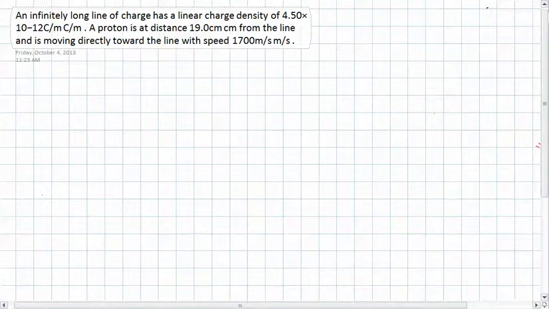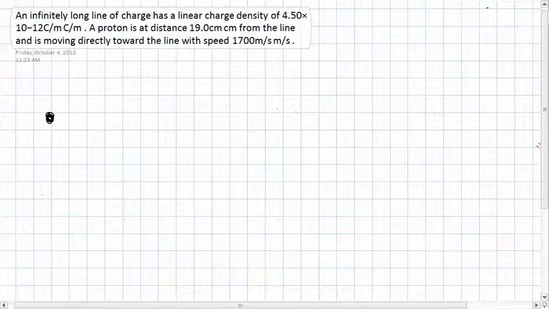Okay, so this is the problem from the class that we were discussing, and I promised I would explain this to you later. So I'm trying to solve it here. What we have is an infinitely long line of charge, and let's draw that here. This is the line of charge, and the line is coming out of the screen. That line is perpendicular to the screen that you're seeing, and then you have a proton.